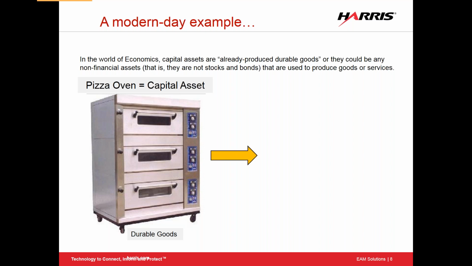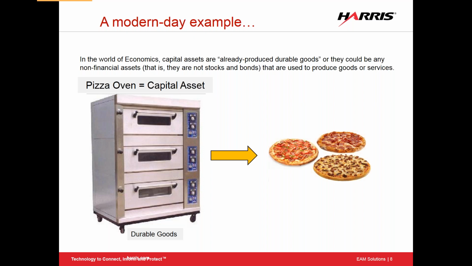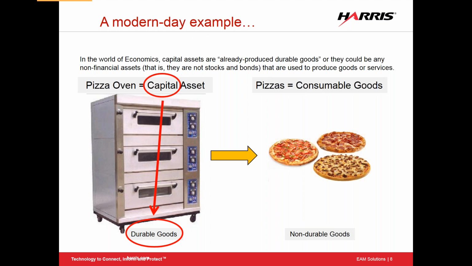Now, what does the pizza oven produce? Well, that's not a toughie, all right? We make pizzas. These are consumable goods, non-durable goods. So we've got capital in the durable category, and we have consumables in the non-durable category. So again, this is just a simplified illustration of the difference between hard assets, soft assets, durable, non-durable, capital or fixed or temporary.